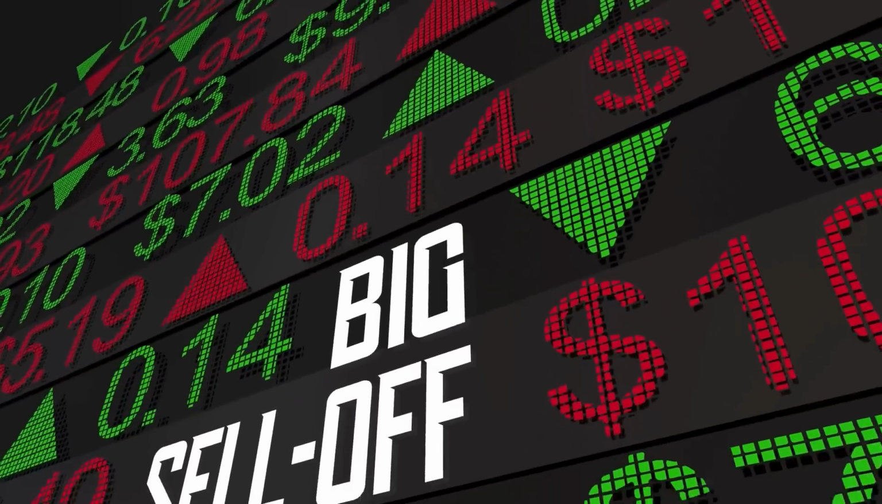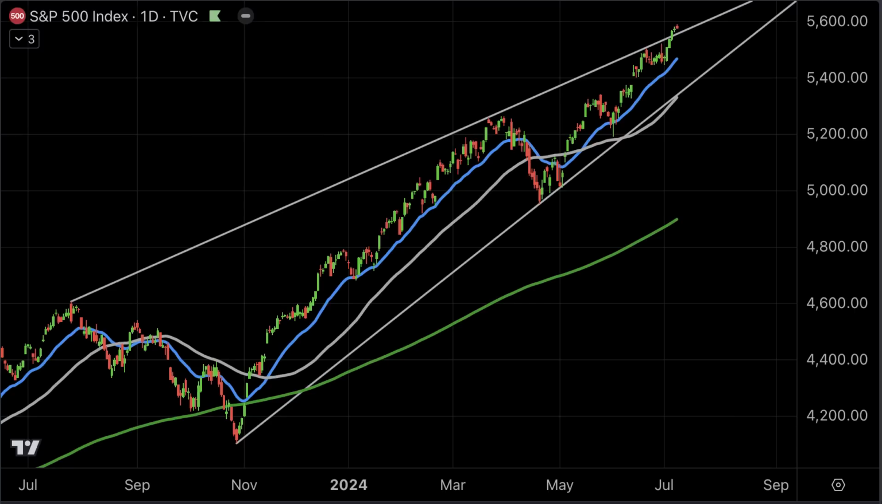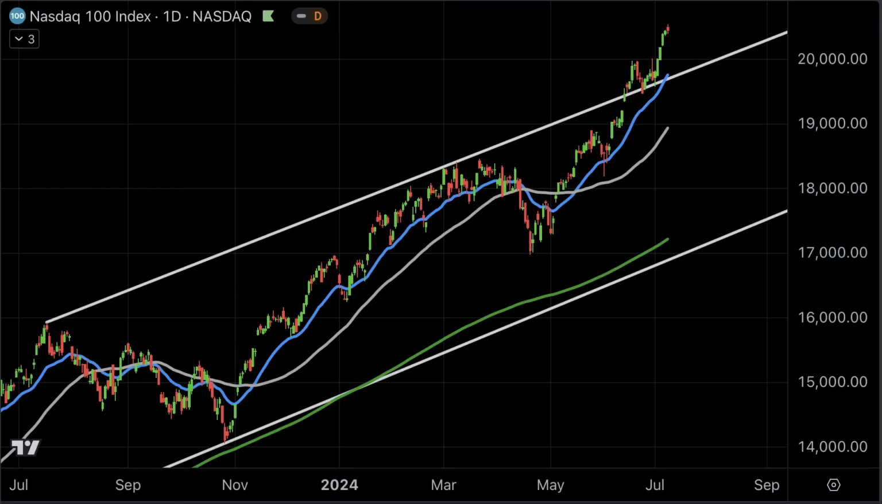So both the S&P, in my view, and the NASDAQ, here's the NASDAQ right over here, they're coming to a point of exhaustion, a point of extreme overbought conditions where we could see a strong and significant drop in the major stock markets in the next few weeks and months. That is my higher probability, by the way.